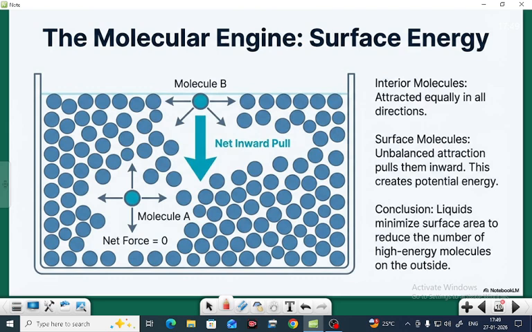The molecular engine: surface energy. Interior molecules are attracted equally in all directions. Here you see these molecules are attracted by all molecules, so the net force is 0. For surface molecules, unbalanced attraction pulls them inward. This creates potential energy. Conclusion: liquids minimize surface area to reduce the number of high energy molecules on the outside.